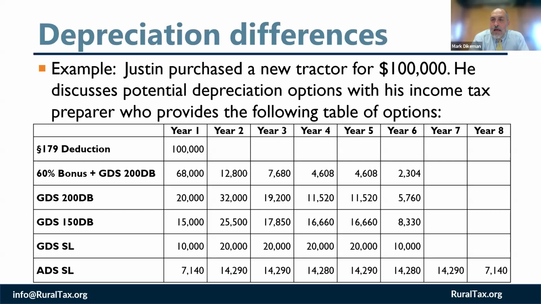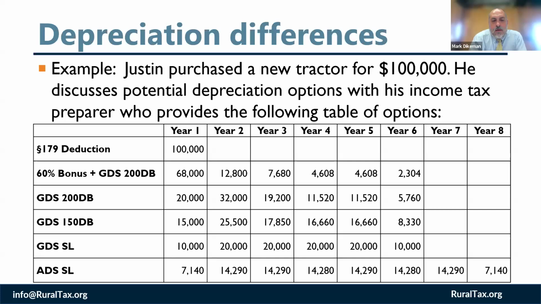If we elect not to take bonus depreciation and don't want to do anything with Section 179, under 200% declining balance, $20,000 is the amount we would take that first year, and $32,000 the second year, and then it begins to decline. You can look at the table and compare different options.